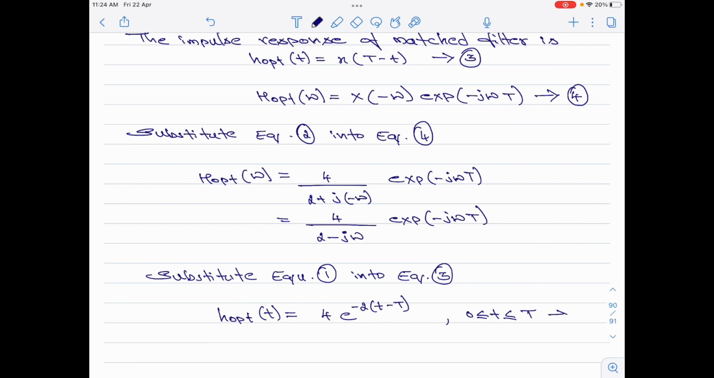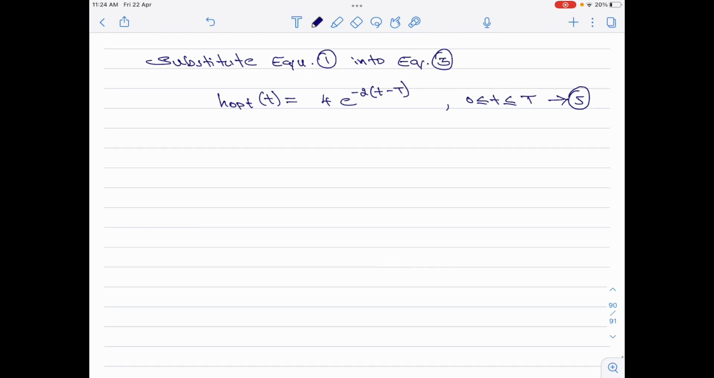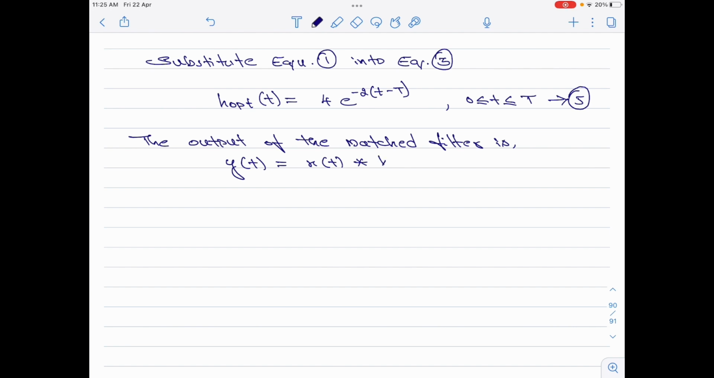Right. Let me now call this equation 5. So, now we have written x of t, x of omega, h optimum of t and h optimum of omega as well. Let us now move on to find the output of the matched filter. Let us say it is y of t and it is equal to the input x of t convolved with the impulse response h optimum of t. In technical terms, this is equal to integral minus infinity to plus infinity x of tau into h optimum of small t minus tau d tau.